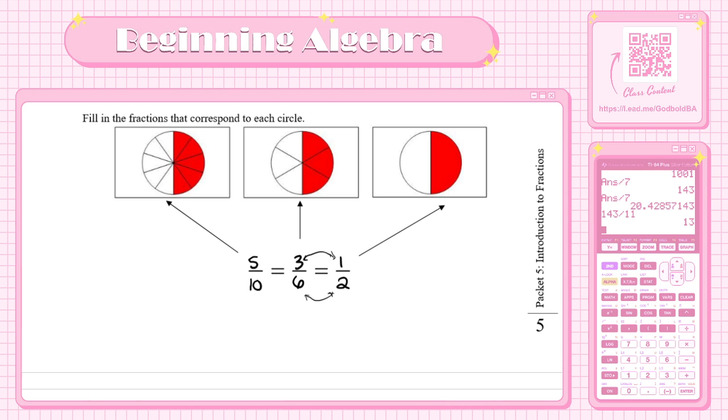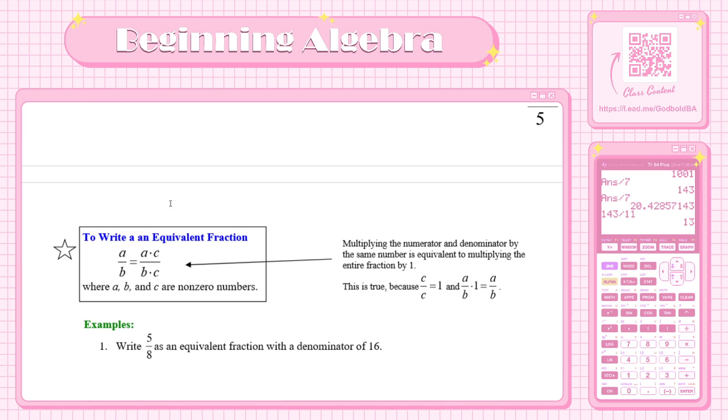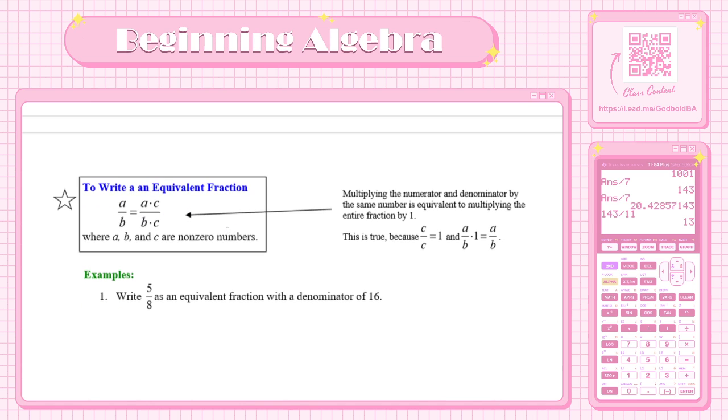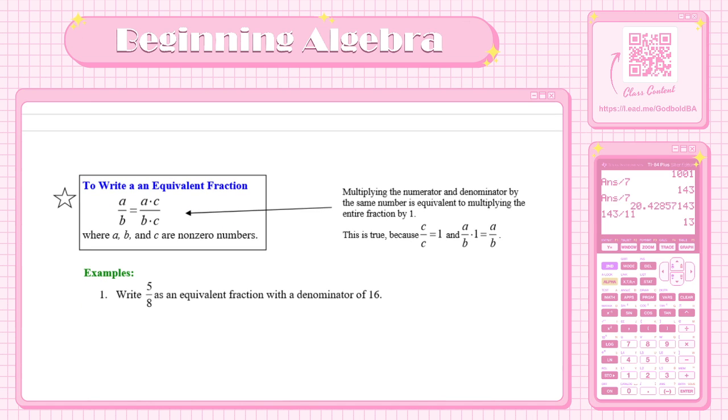Now, let's do the same to get to the 5. It's not as easy to do it from 6 to 10, but we can do it this direction. To get from 2 to 10, we multiplied by 5. So to get to the numerator, we also multiplied by 5. So that's not a coincidence. Whenever you multiply the numerator and denominator of a fraction by the exact same number, you are creating what is known as an equivalent fraction.